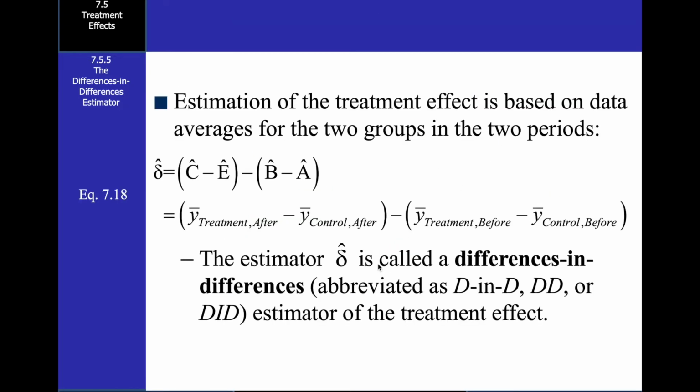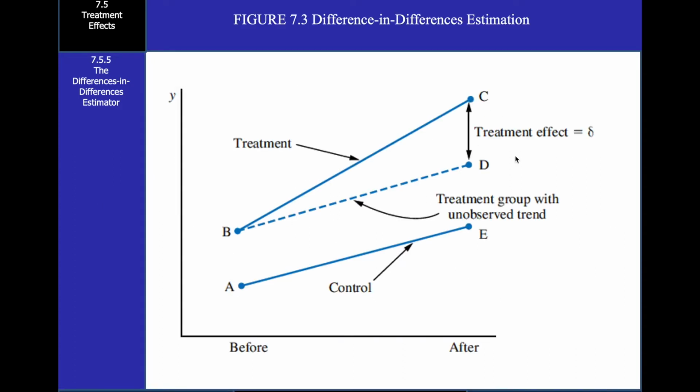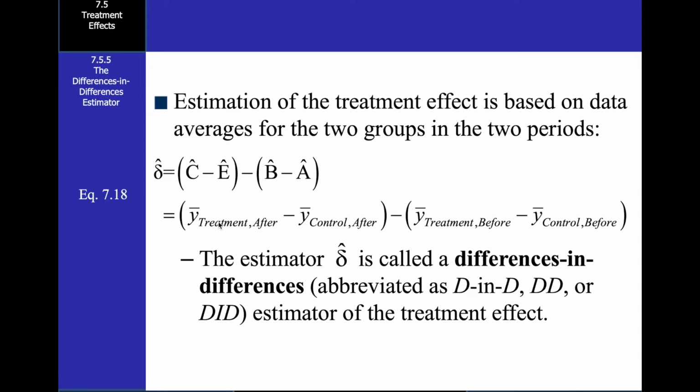If we look at how we calculate this, it becomes (C minus E) minus (B minus A), because we're taking this big difference and we want to subtract out this small difference. So this becomes the average treatment after minus the average control after, minus the quantity average treatment before minus average control before. This Y variable is whatever outcome we're trying to measure, and the estimator is called a differences in differences estimator for the treatment effect.